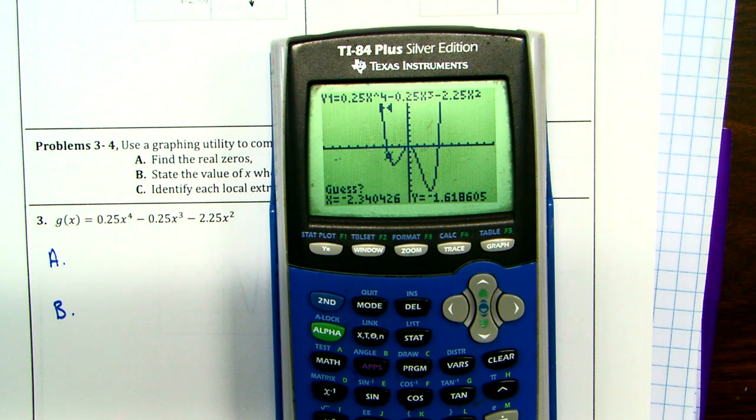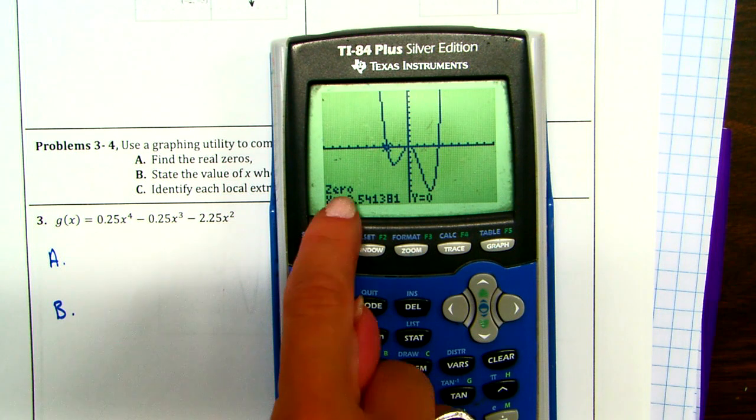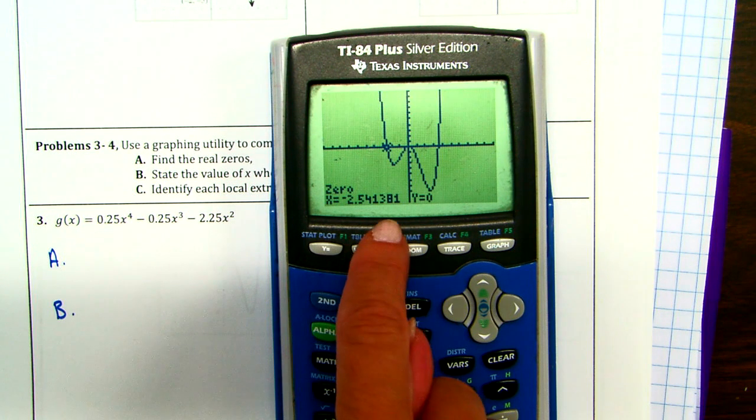And I hate that they use the word guess, but that's what they use. And we want it to. Yes, please, tell me what you think that x-intercept is. And you just hit enter again. So we did left bound, enter, right bound, enter, guess, enter. And it's going to give us a 0 at that crazy number.